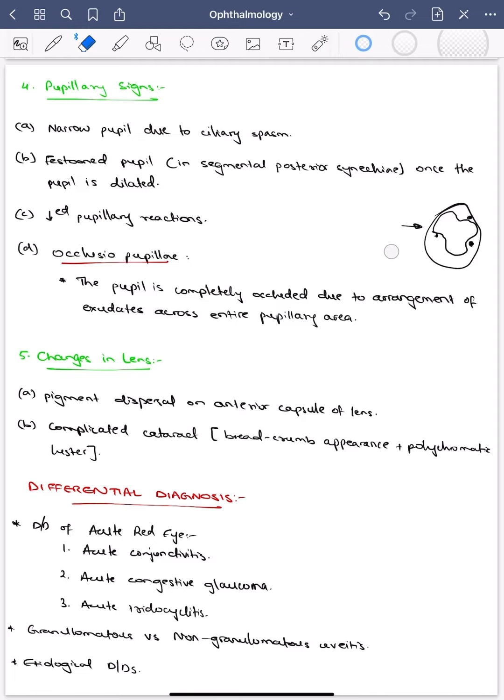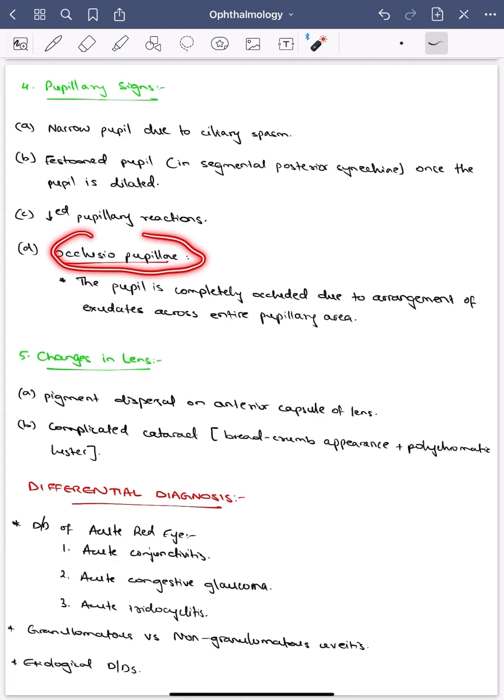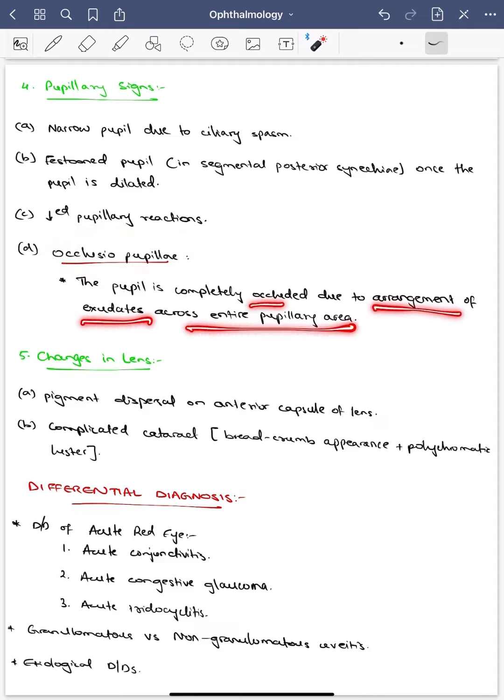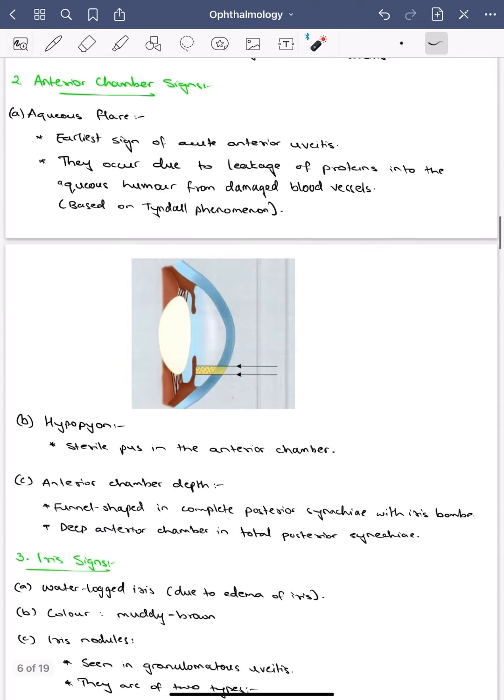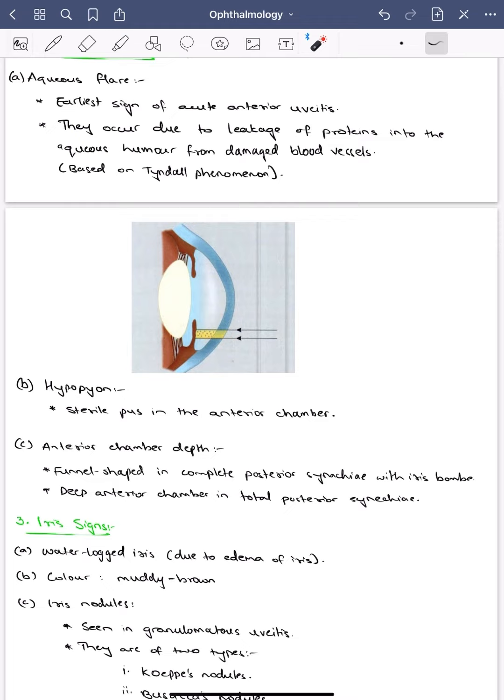Now the next pupillary sign is decreased pupillary reactions, and the fourth one is occlusio pupillae. Occlusio pupillae is when the pupil is completely occluded due to the arrangement of exudates across the entire pupillary area. So if you look into this diagram, because of the exudates due to the inflammatory process, these exudates arrange themselves across the entire pupillary area, and it causes occlusio pupillae.